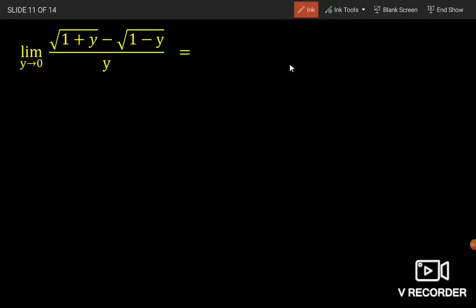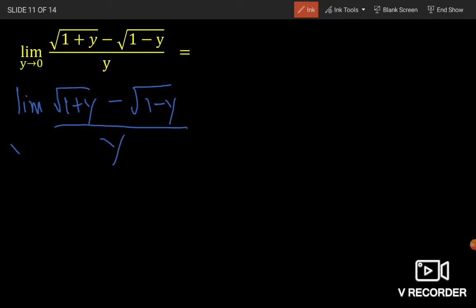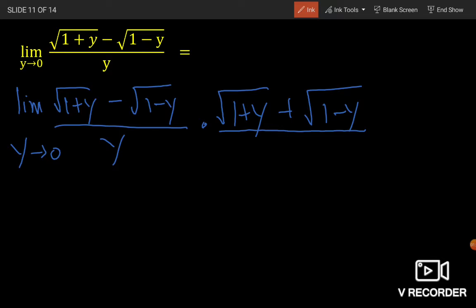So let me write the problem again here. The limit of square root of 1 plus y minus square root of 1 minus y over y as y approaches 0. If you're faced with this problem, to rationalize it, multiply the numerator with the conjugate, square root of 1 plus y plus square root of 1 minus y.